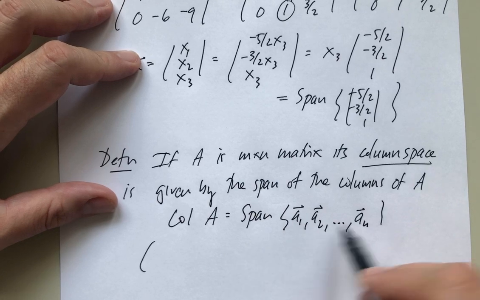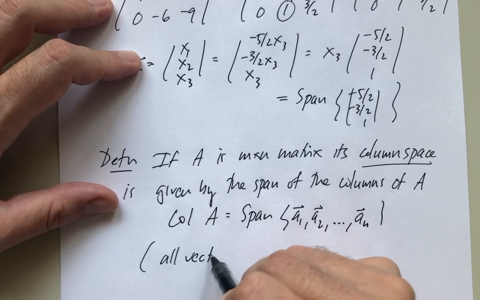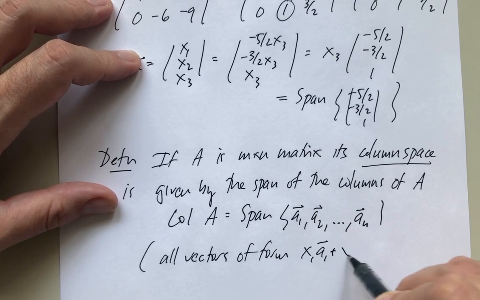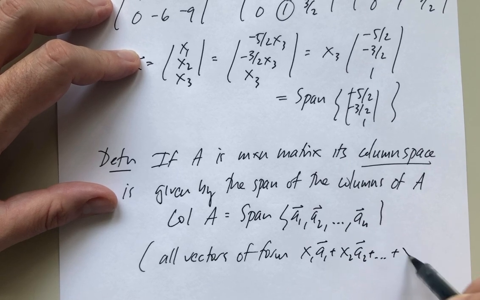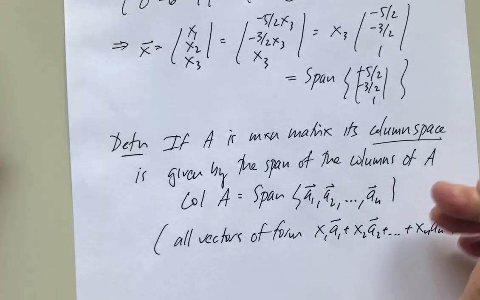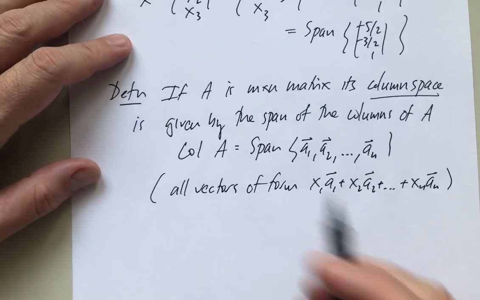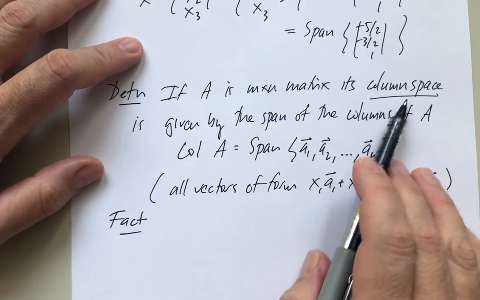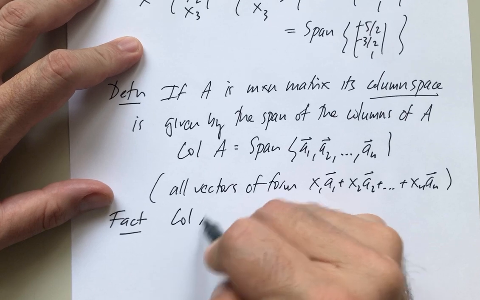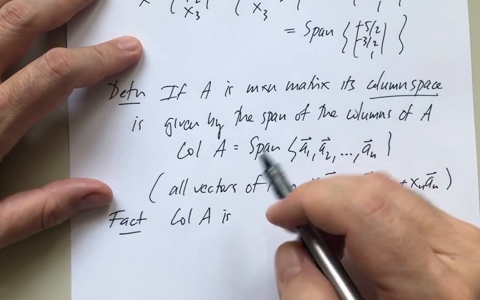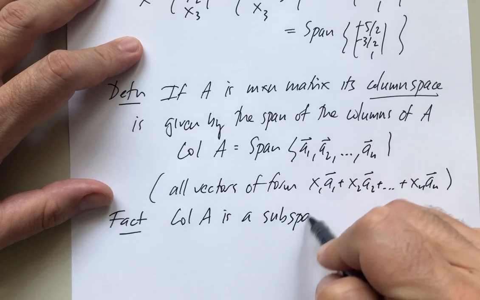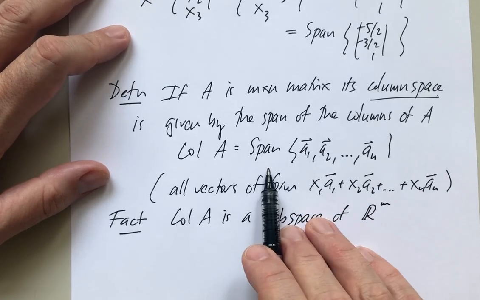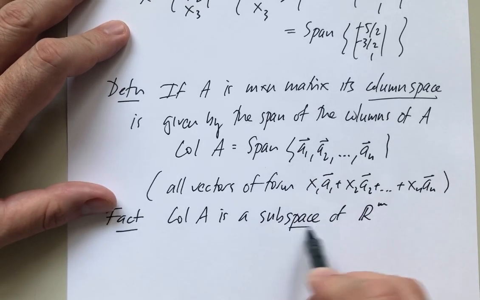Of course, as you know, the span of a bunch of columns is really all vectors that you can get as linear combinations: x1a1 plus x2a2, up to xnan. And now a couple of facts I want to write down. The first fact is that since the column space is defined by the span, the column space of A is not just any old subset of Rm, but a subspace of Rm. Again, this is because it's defined as the span, and we always know that the span of a bunch of vectors is a subspace.